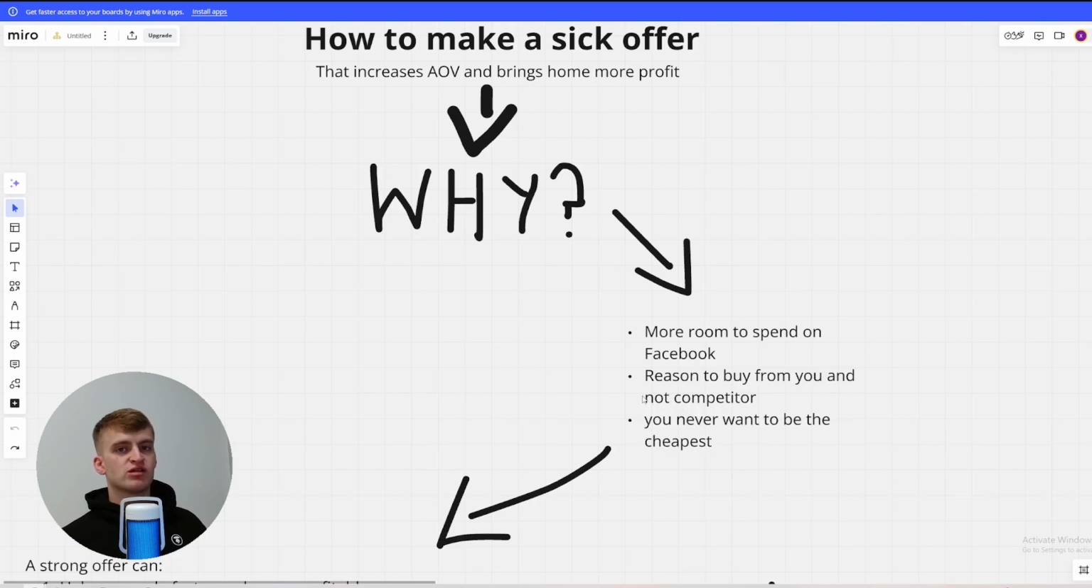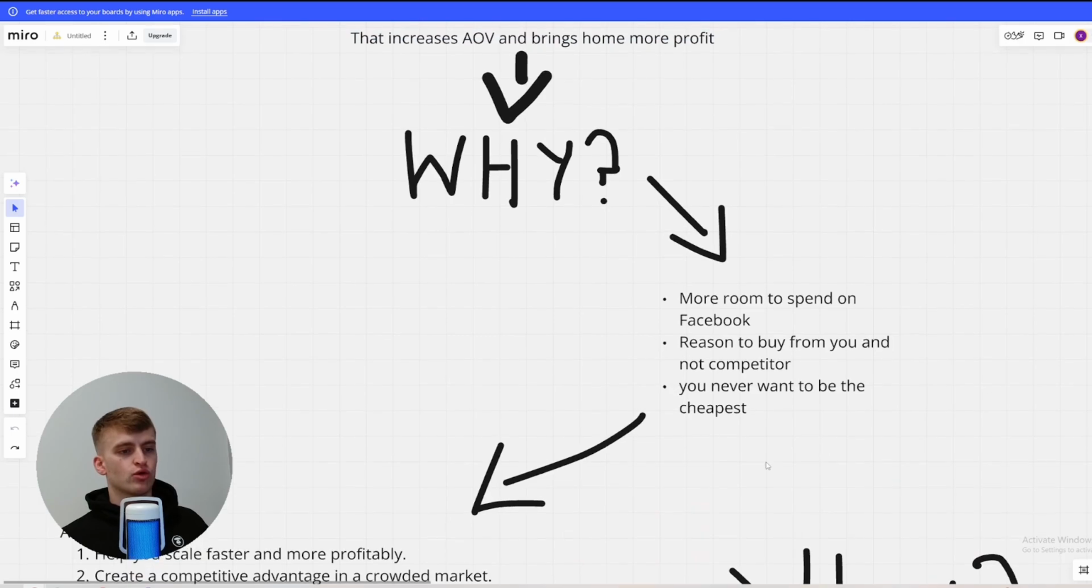You want to create a reason for them to buy from you instead of Amazon, and also you never want to be cheapest on the market, which I feel like a lot of beginners struggle with in pricing. They want to make it the cheapest so they can get more sales, but if you want to scale at a decent rate to hundreds of thousands per month, you need a high AOV. Your AOV can't be 20 or 25 pounds.